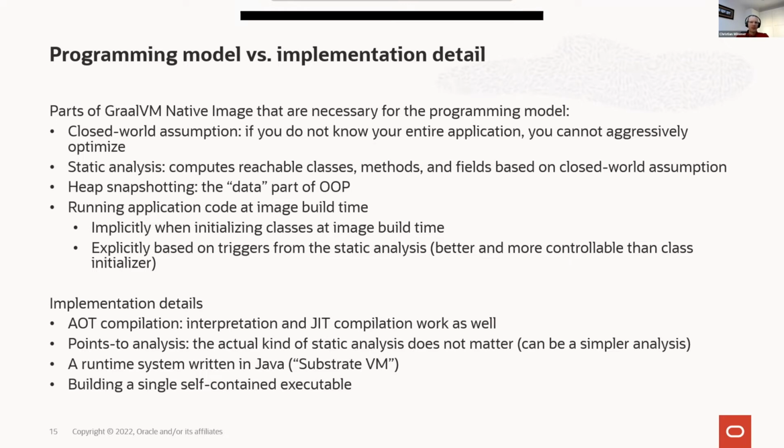The fact that we have a runtime system written in Java, the part that's called Substrate VM, is also a complete implementation detail. I like writing code in Java. I think it makes many things easier if you have your runtime system and your application code written in the same language, because that allows inlining and cross-optimization. But in the end, if you want to build a VM in C or C++ and then link it in, no problem. And building a single self-contained executable is a nice thing that we have, but not a necessity. If you write your runtime system in C and then link it dynamically with your application, no problem, of course.